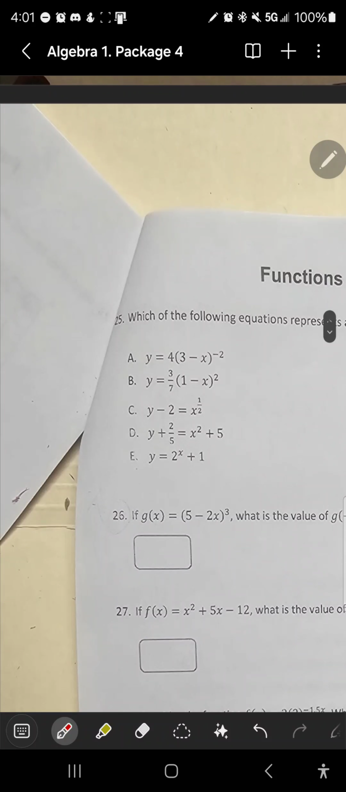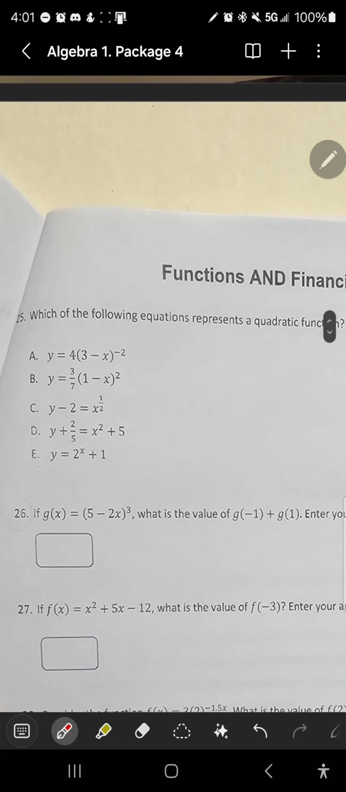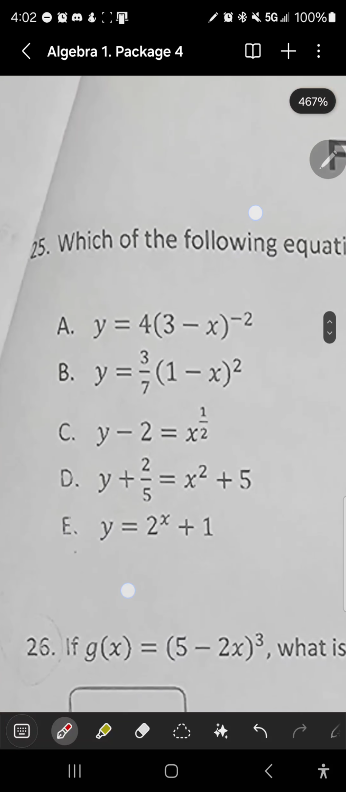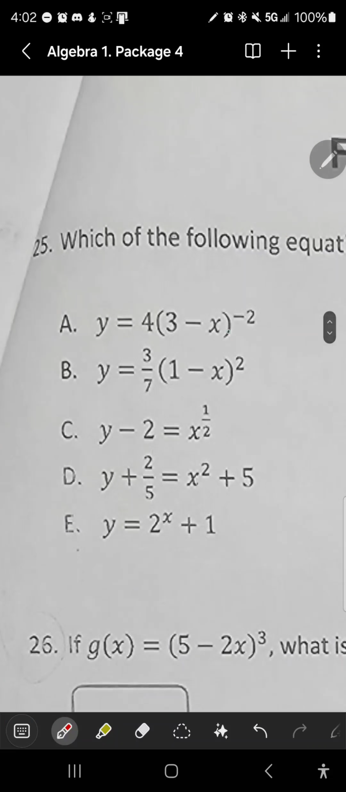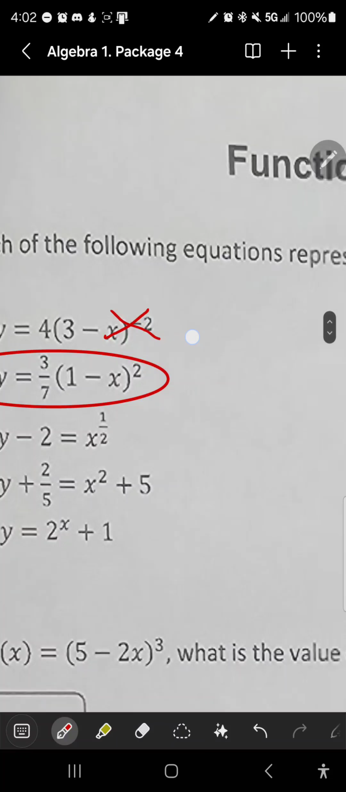Now let's see. Which of the following equations represents a quadratic function? Select all that apply. So a quadratic function is something to the 2. So let's look at this. Here we have this, and the exponent is negative 2. But what we're looking for is a 2, a positive 2. So this is not. Now here, yes, we're fine. We have our x to 2.